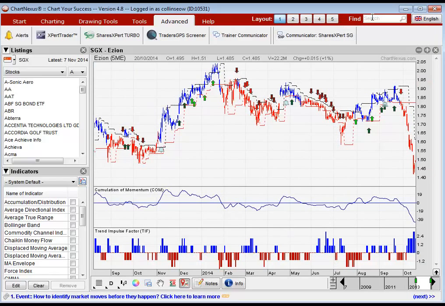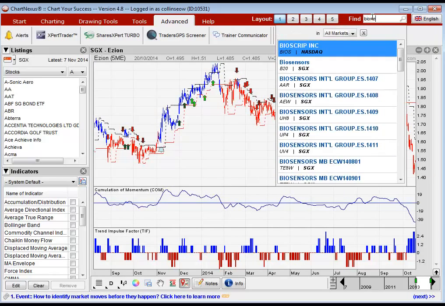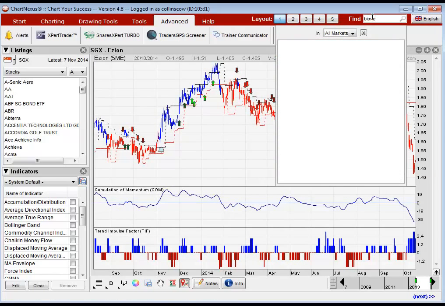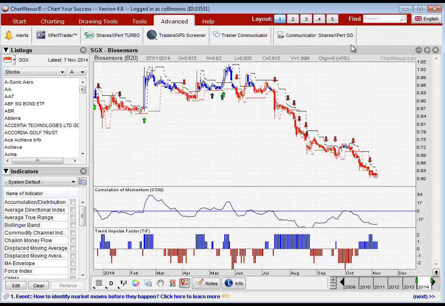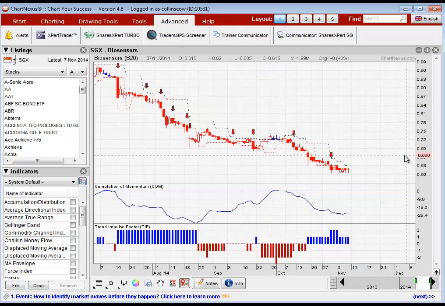Next, let's take a look at biosensor. So biosensor is a downtrend stock. You can see from here the arrow appeared, and there is an impulse factor indicating that the downtrend is strong. You initiate a short position down this way.